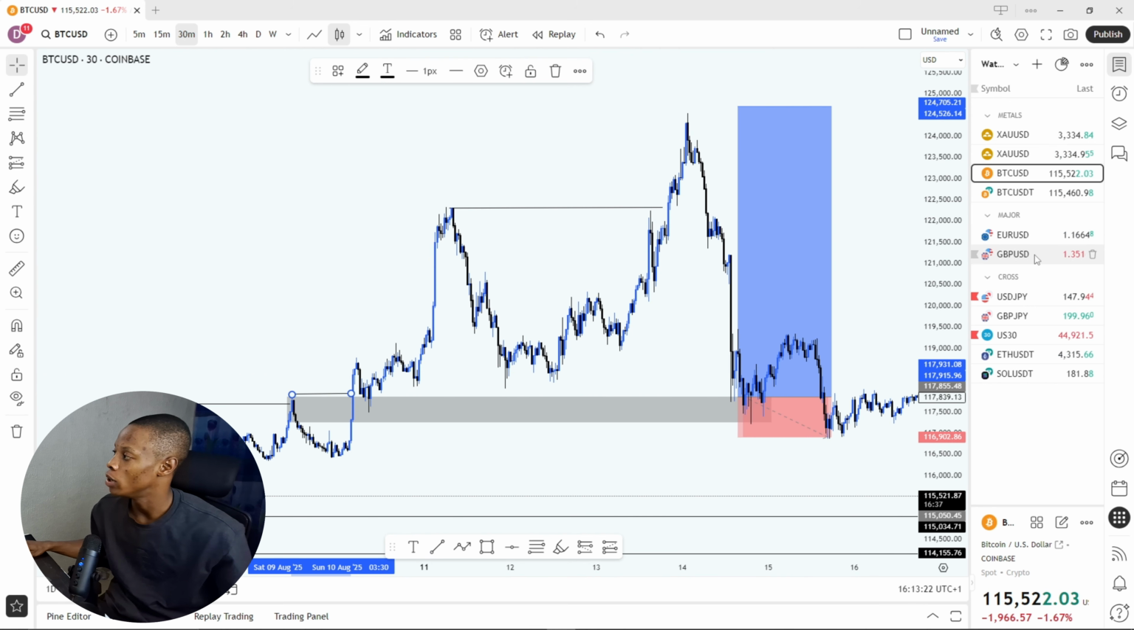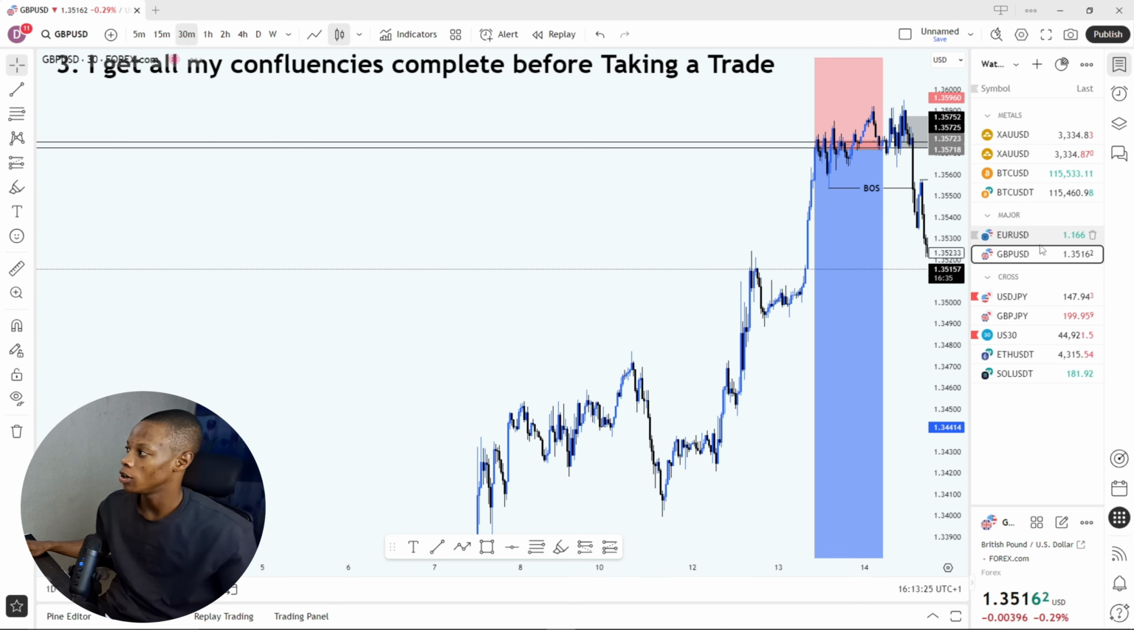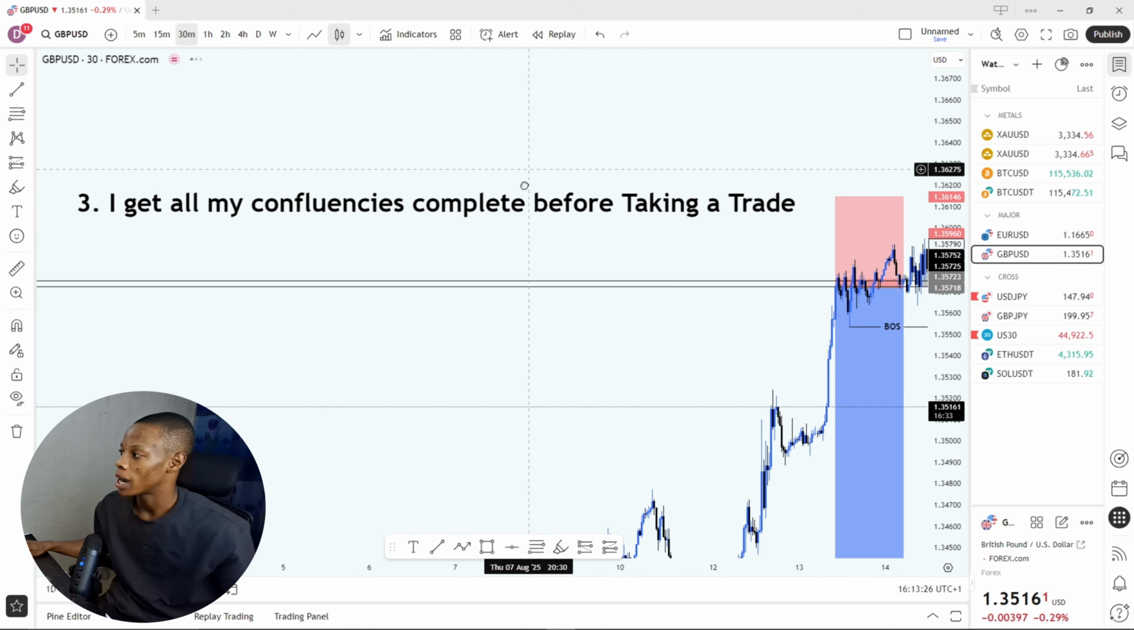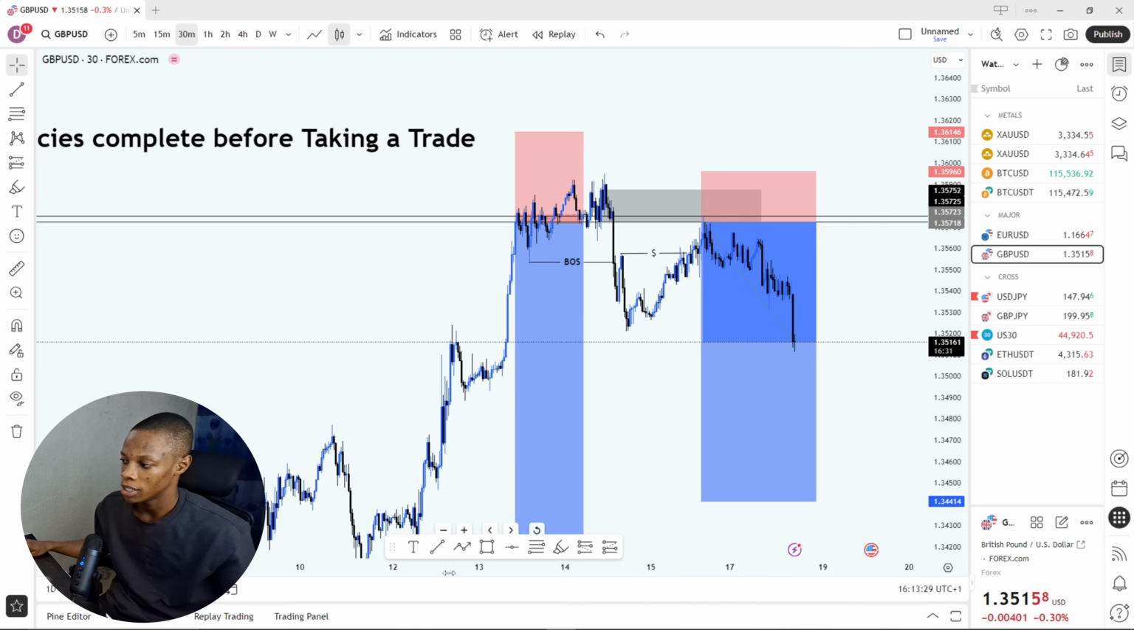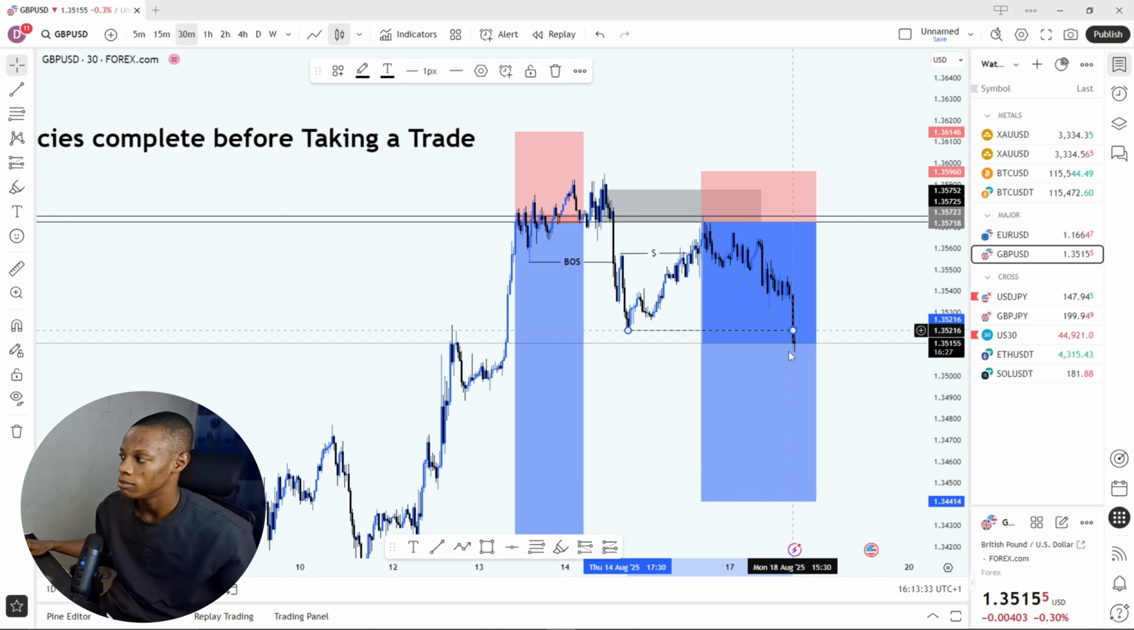Same thing on GBP USD, right? I'm currently on a trade. Why? Because the market is currently in a downtrend. Break of structure to the downside. This is a low, which I expected the price to break as a break of structure to the downside. It's going down. I'm gonna be looking out for sells, just like that.